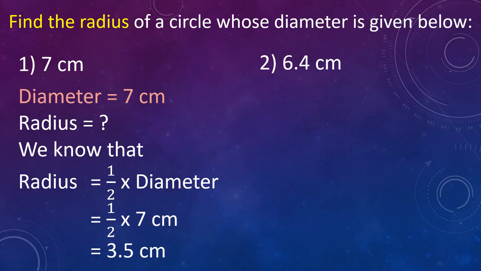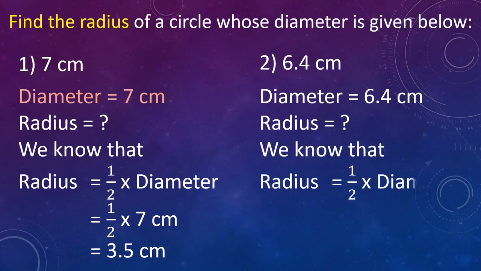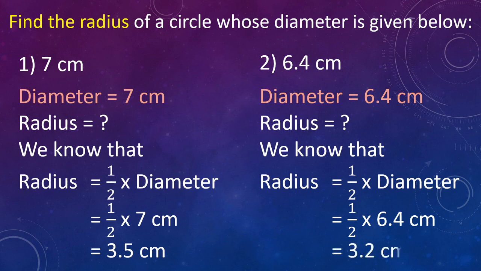Let us solve one more question. Question number 2. 6.4 centimeter. That means diameter is equal to 6.4 centimeter. And radius we have to find out. We know that radius is equal to diameter upon 2 or 1 upon 2 multiplied by diameter. Put the value 1 upon 2 multiplied by 6.4 centimeter. Divide 6.4 by 2. We get 3.2. So we can say that radius is equal to 3.2 centimeter.